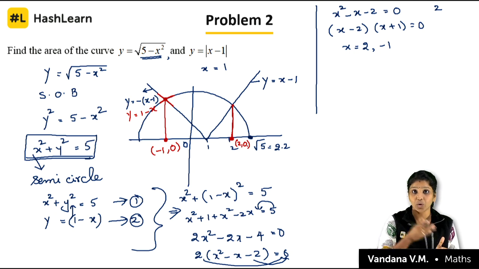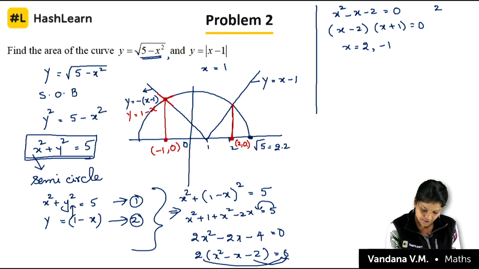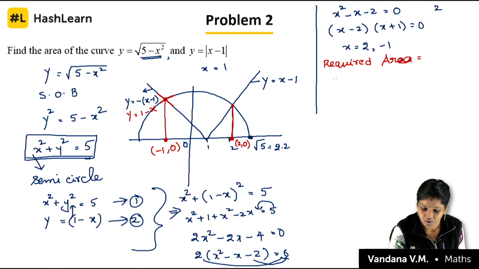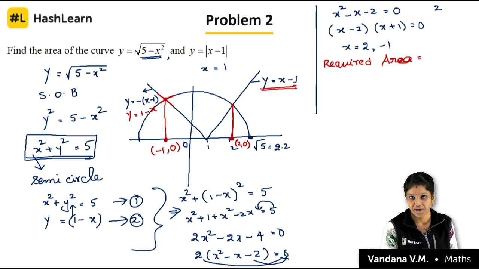So from where to where I have to find the area? From minus 1 to 2 I have to find the area. Clear? So here it is the required area. Please observe, children, minus 1 to 1 is one graph. After 1, the equation of the graph is changing. So how am I going to split this?